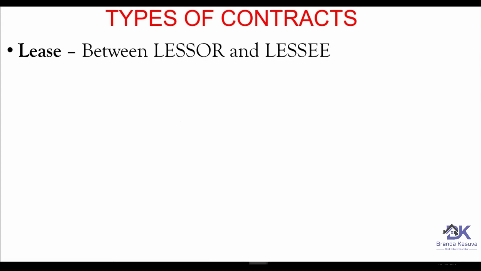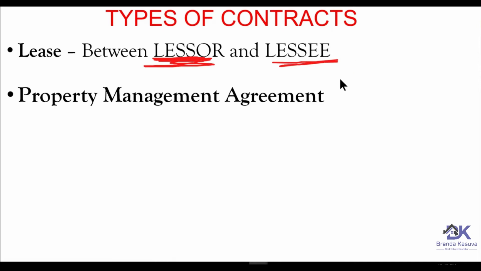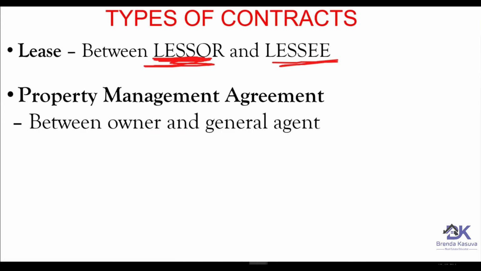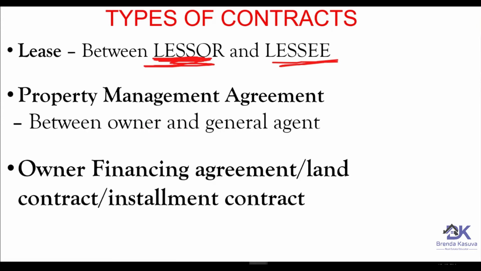If you've ever rented, then you know about a lease. It's between the landlord, so the wording in the test might be lessor, and then you, the tenant, would be known as the lessee. For the people who are doing property management, they also have an agreement with the owner. And then sometimes, very rarely, we have people who do rent to own.